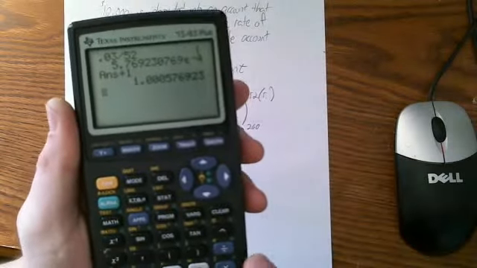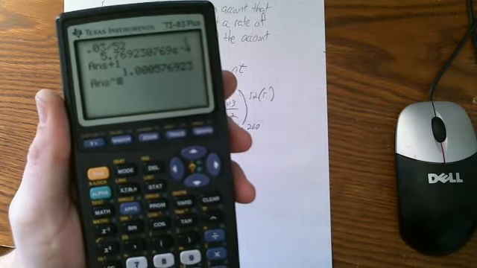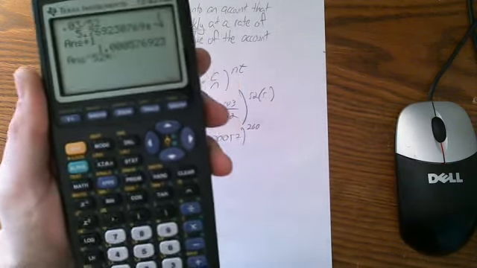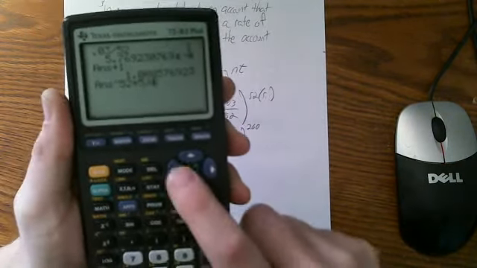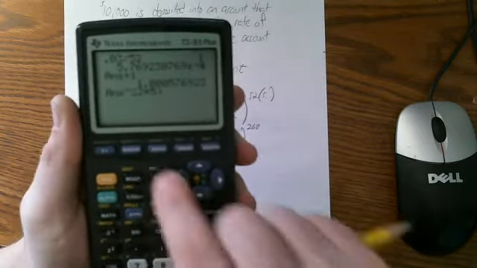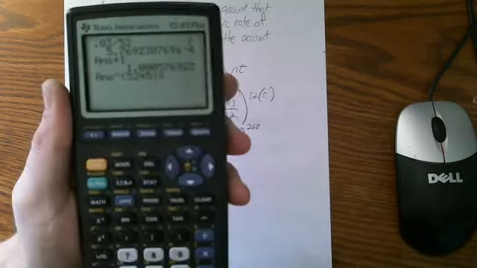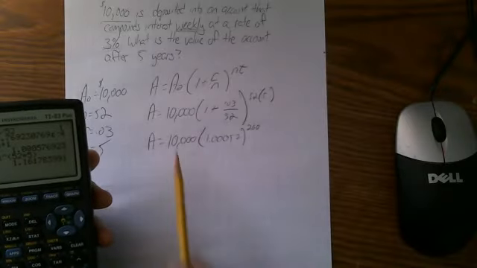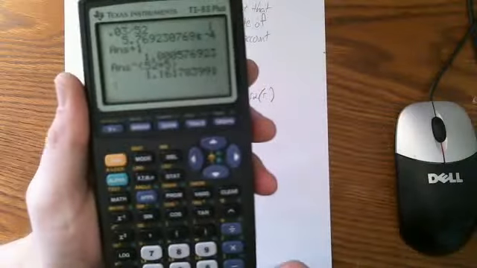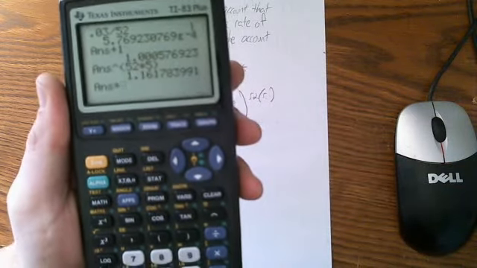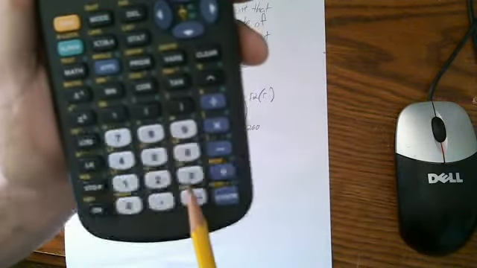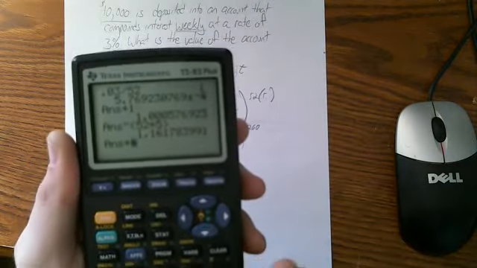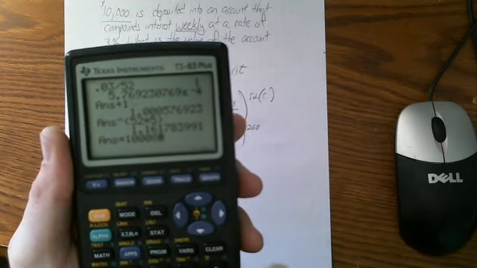I'm going to raise the answer to the 52 times 5 power. Maybe I should use parentheses there. Couldn't hurt. Enter. So that's that there. So I simply have to multiply by 10,000 now. So answer times 10,000. If you just push times, it'll automatically say answer. Otherwise, second negative is also an answer. So answer times 10,000.